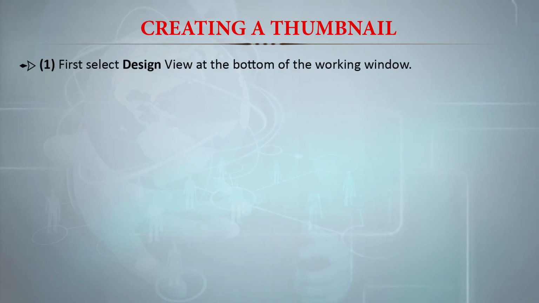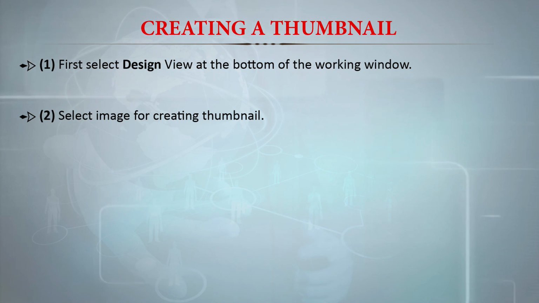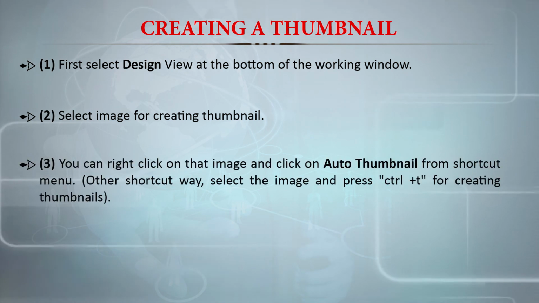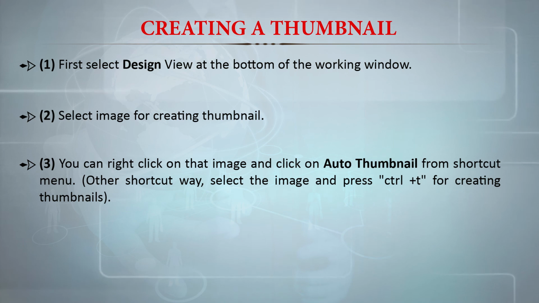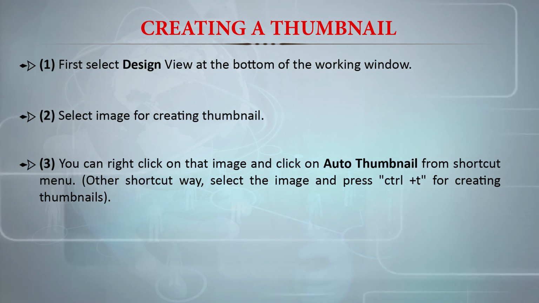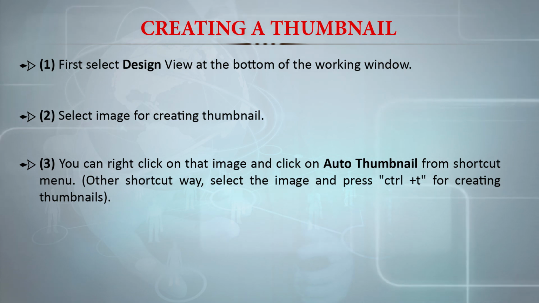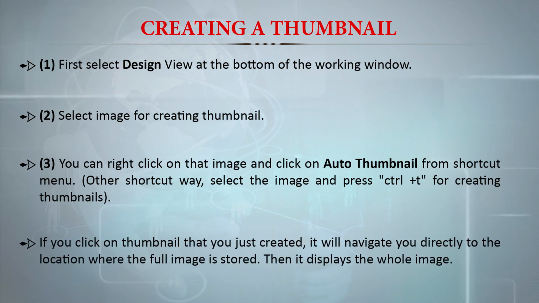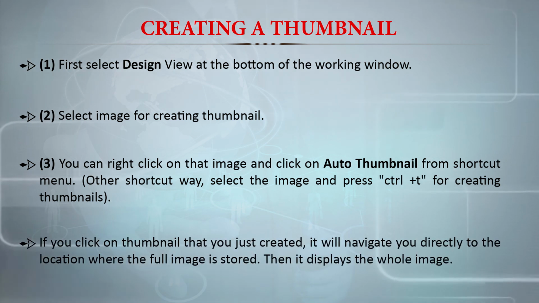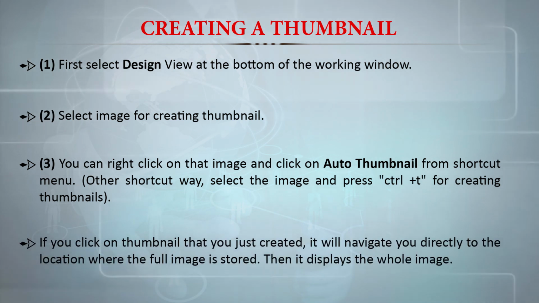It is also possible to create a thumbnail. First select the design view at the bottom of the working window. Select the image for creating a thumbnail. You can right click on that image and click on auto thumbnail from the shortcut menu. Or you can select the image and press Ctrl T for creating thumbnails. If you click on the thumbnail that you just created, it will navigate you directly to the location where the full image is stored. Then it displays the whole image.